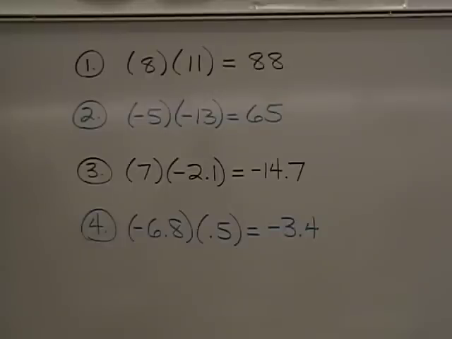And finally, it doesn't matter if the negative is the second number being multiplied or the first number multiplied. In number 4, we have a negative 6.8 being multiplied times a positive 0.5. But again, we're multiplying two numbers that have different signs, a negative times a positive. So we know that our final answer will be negative. So let's do the multiplication. 6.8 times 0.5 is going to give us a negative 3.4.